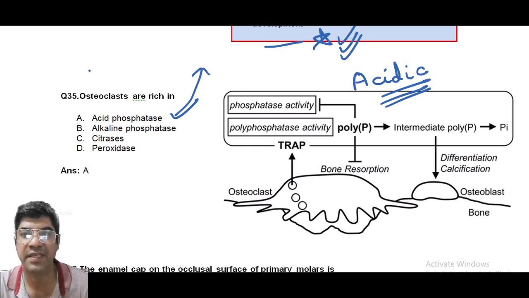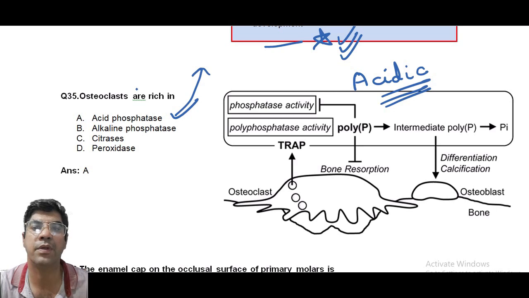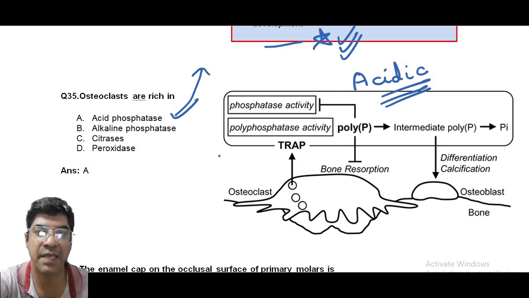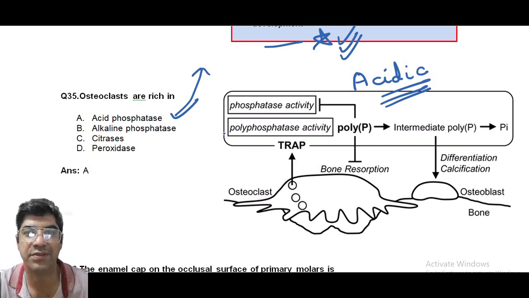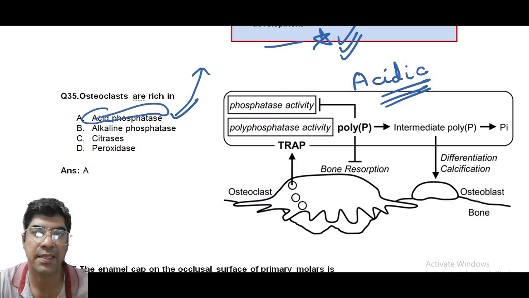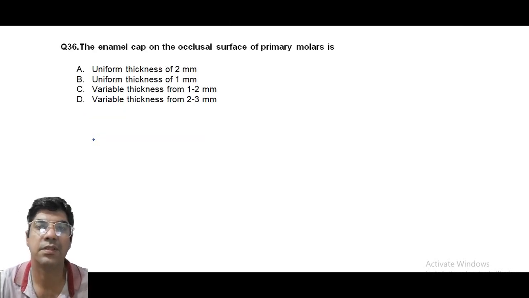So acid phosphatase helps in the breakdown of bone tissue during the resorption. The other one is alkaline phosphatase. It is an enzyme that is found in bone related cells like the odontoblasts that are involved in bone formation rather than bone resorption. So answer is A, acid phosphatase.